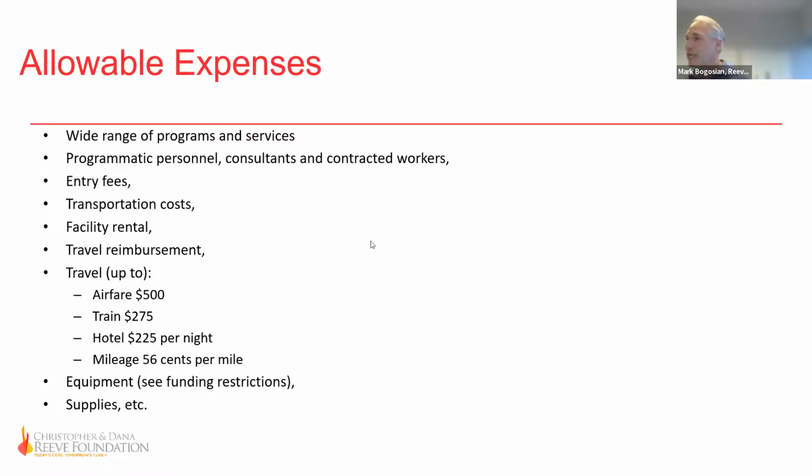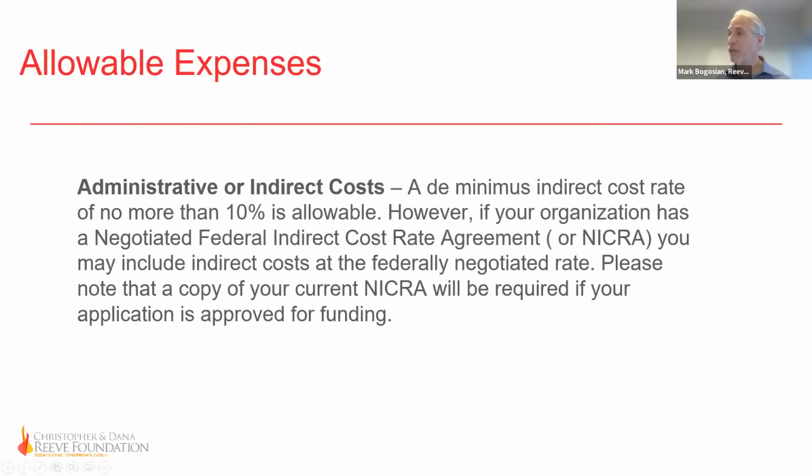And then just lastly, we are able to fund administrative or indirect costs. We do have a de minimis indirect cost rate, which is 10%. However, if your organization has a federally negotiated indirect cost rate agreement, which is a NICRA, you can include that indirect cost rate that has been federally negotiated. But we do ask that you upload a copy of your current NICRA, and that would be required if your grant were to be approved for funding.